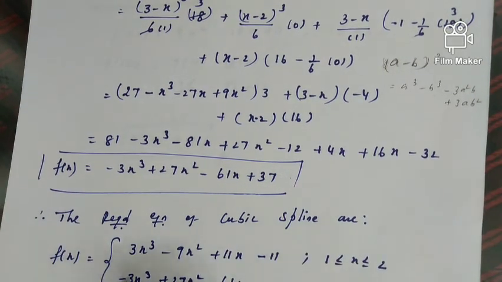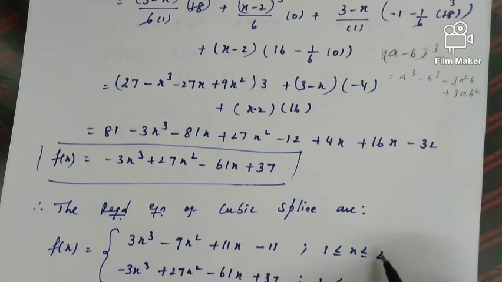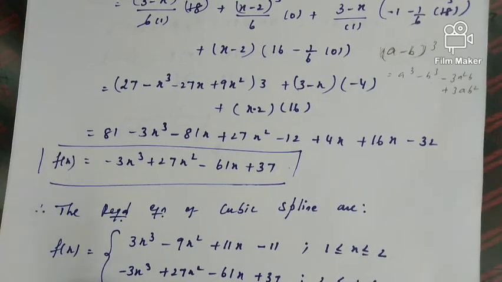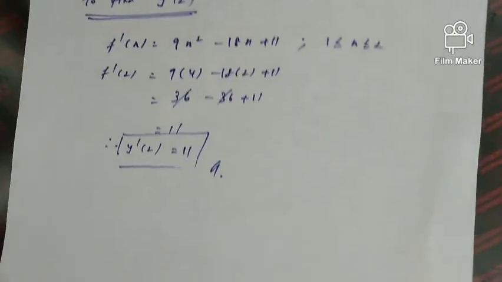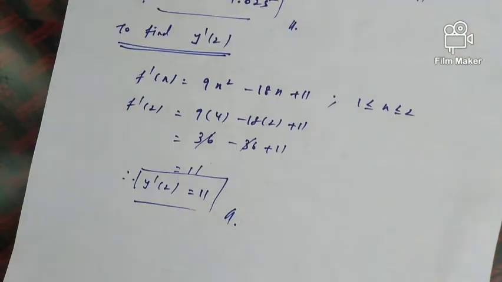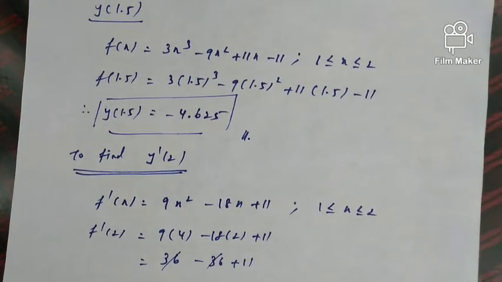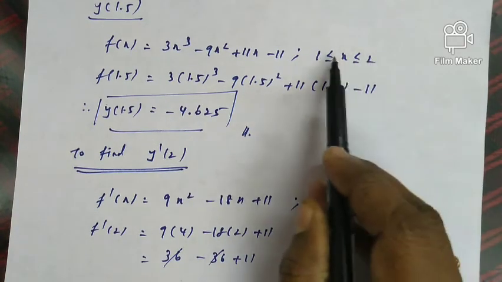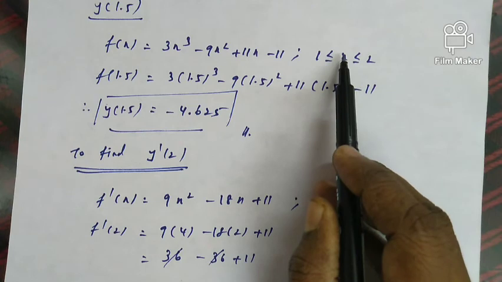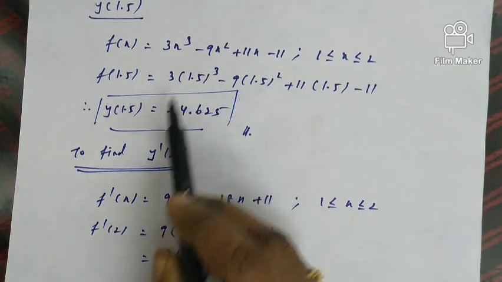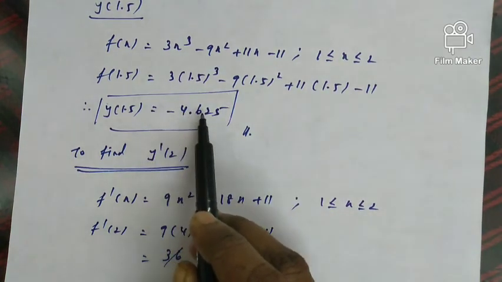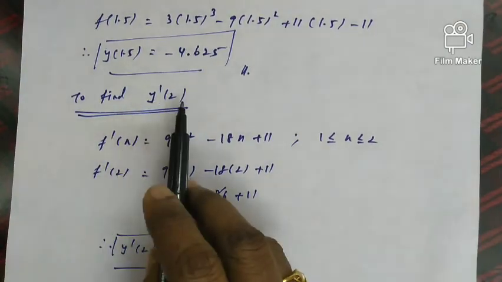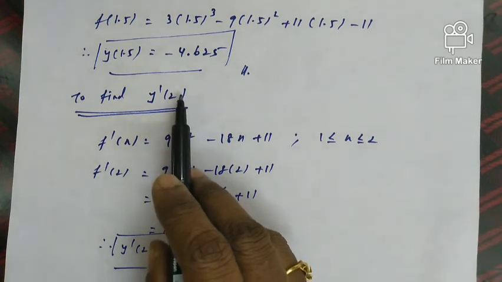After completing the spline equations, we write the final answer: f of x is given by the 2 spline equations we have arrived at. According to the first interval, one equation, and according to the second interval, the second spline equation. But after this, the problem is not completed. We are supposed to find the value of y of 1.5. For that, we take the interval 1 to 2 because x lies between 1 and 2 only. x takes the value 1.5. Substituting that, we get y of 1.5 as minus 4.625. Using a calculator, you can do this, it doesn't matter.